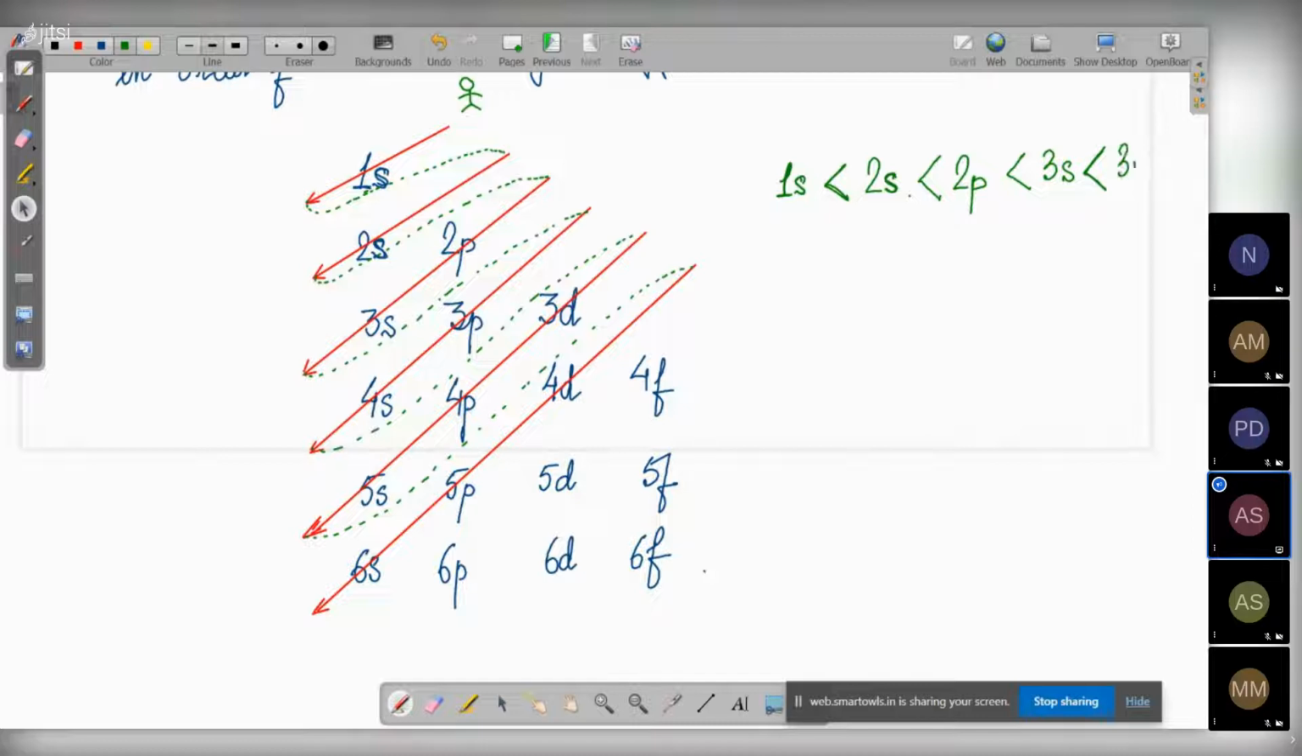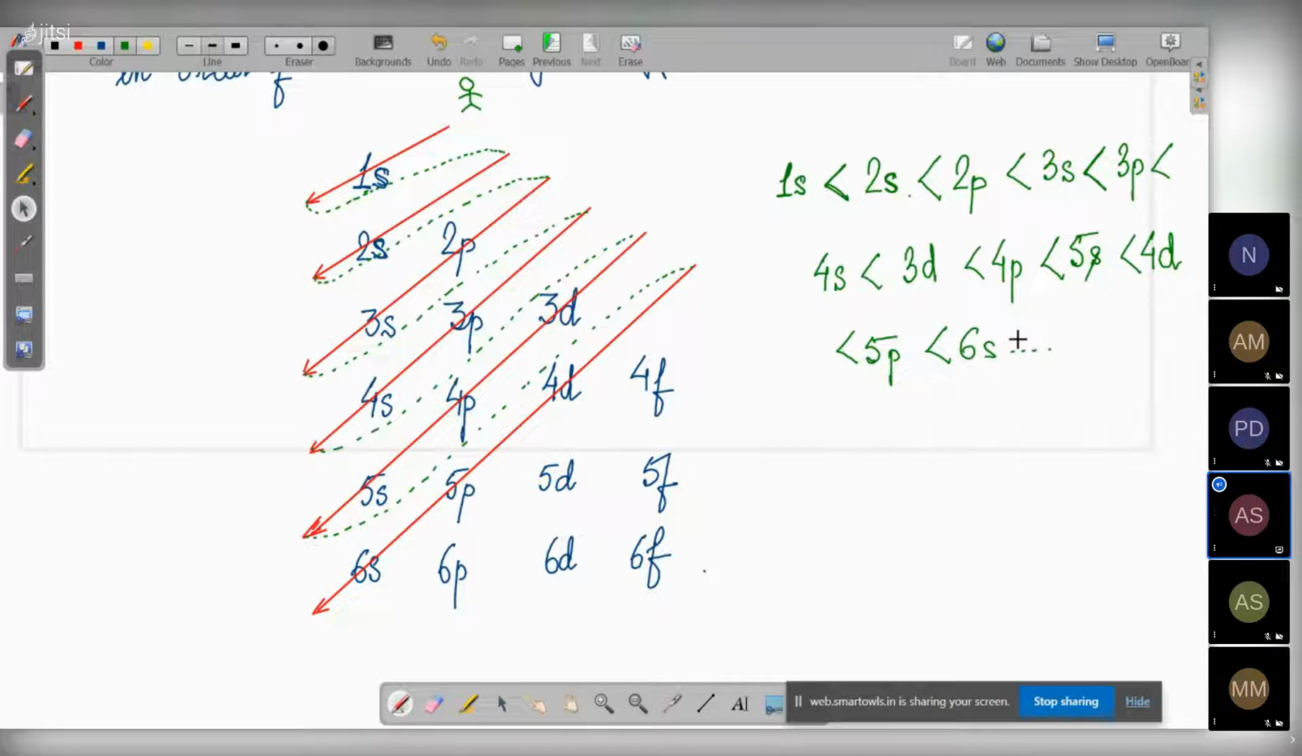After 3s, 3p is filled up. Then 4s, then 3d, then 4p, followed by 5s, then 4d. Then you have 5p. Then 6s. So this is the order in which the electron is getting filled.